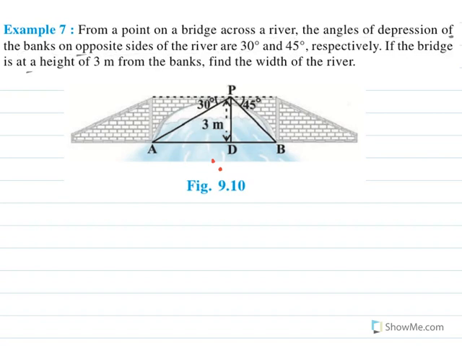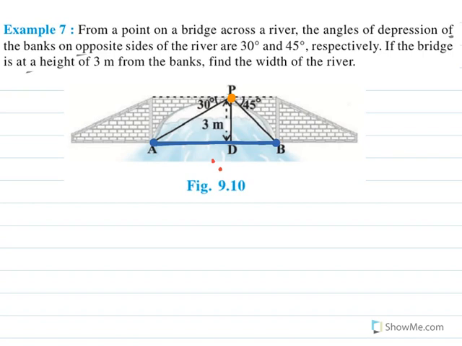Here let's mark the river first. We have the river is AB, this is the river, and this is the bridge over the river, and we are standing at a point on the bridge. So a point of observation is here, P. And from P we are looking at the banks of the river. Now there are 2 points on the banks of the river. One is A and the other one is B.